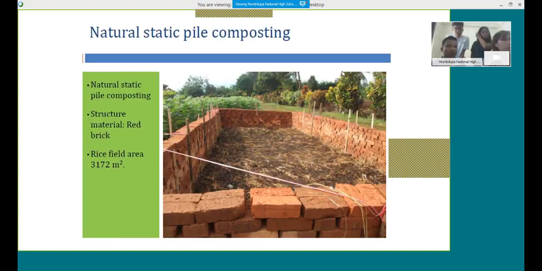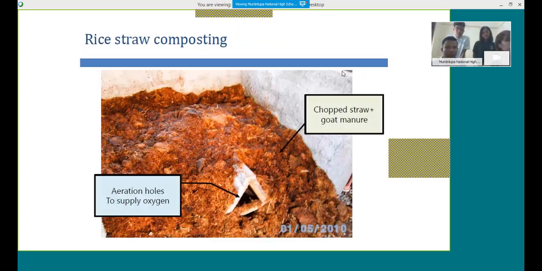Second is natural static pile composting. As shown in the picture, it involves a structure material, which is red brick, and the rice field area measures 3,172 meters squared. They also have rice straw composting, which involves chopped straw and goat manure, and it contains aeration holes to supply oxygen within the compost pile.